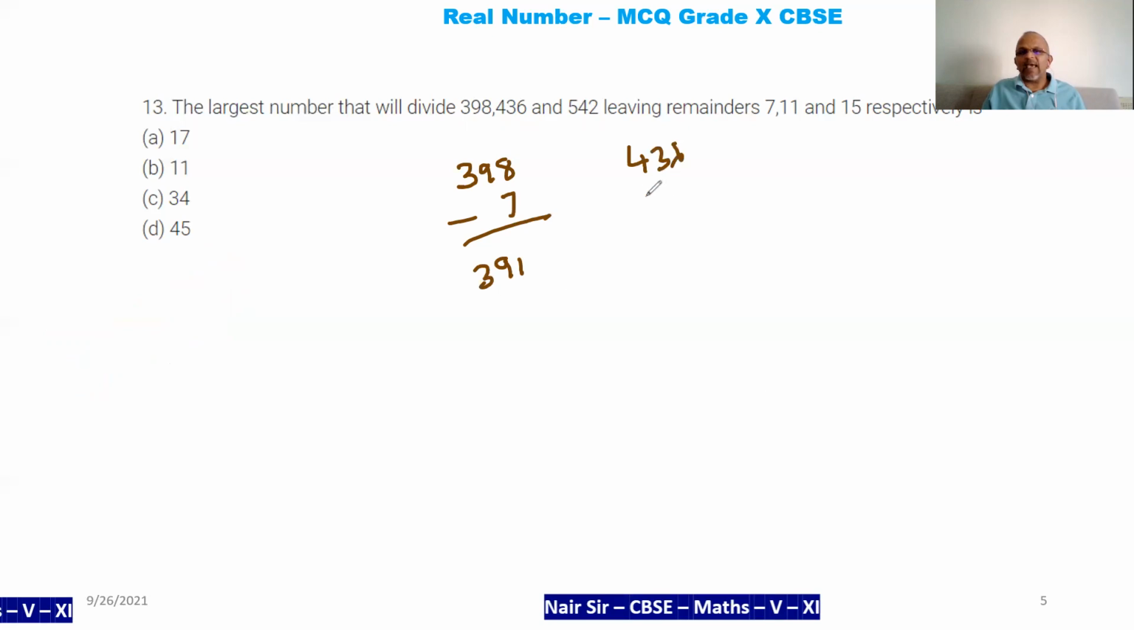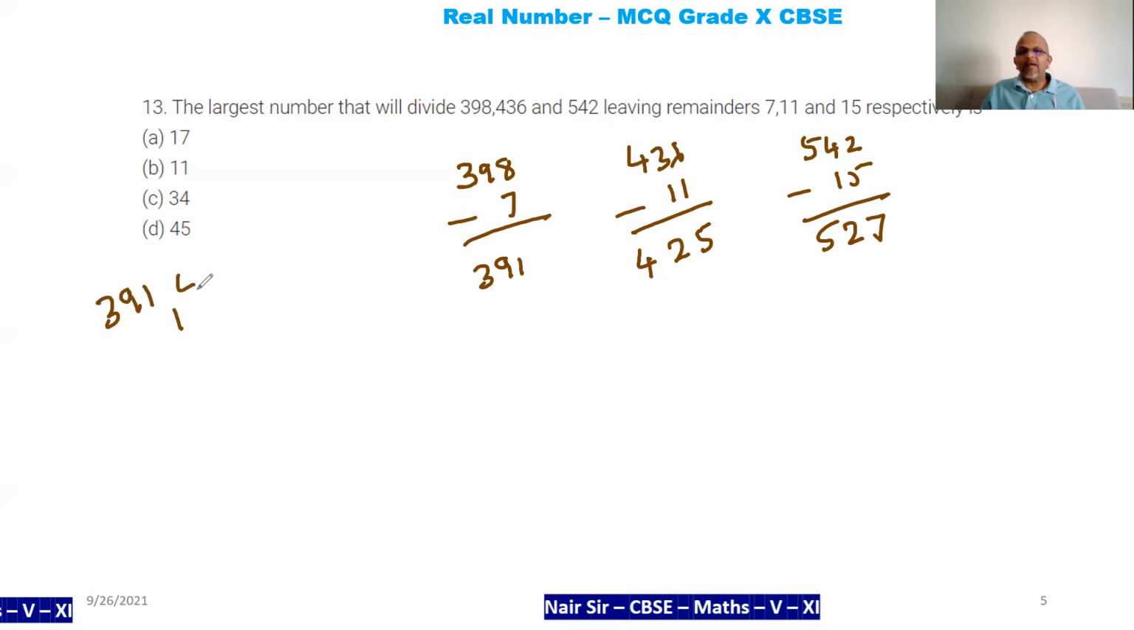436 minus 11 becomes 425. And 542 minus 15 is 527. That means you have to find the LCM of 391, 425 and 527.